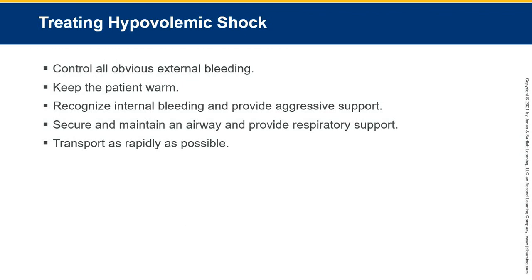So if it's less than 95 degrees outside, at the very least, and it's less than 95 degrees in the back of that ambulance, all these patients are going to need a blanket, even if it's 90 degrees outside. So make sure that you maintain that airway as well. BVM if you need to, high flow O2, transport rapidly.